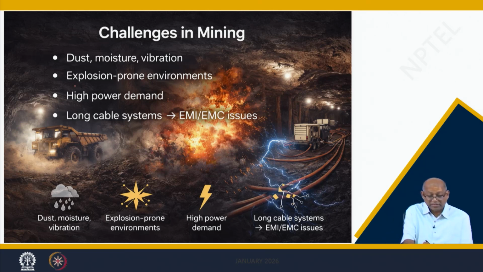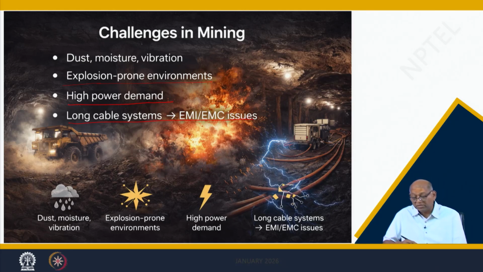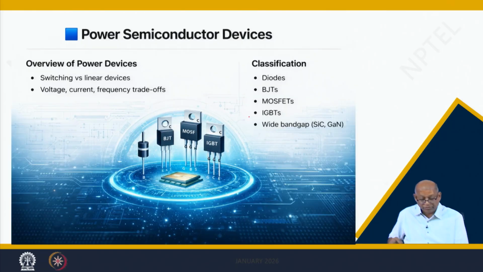Second, it is an explosive environment, because if there is anything wrong, any gas created because of some short circuit, it becomes explosive. Then power demand is not small, it is high power, because you have to go underground and operate things. Then there is the EMI EMC issue because of long cable lines. So, these are the problems and issues which have to be countered to design power electronic control converters. This is clear. So, there are many challenges and issues.